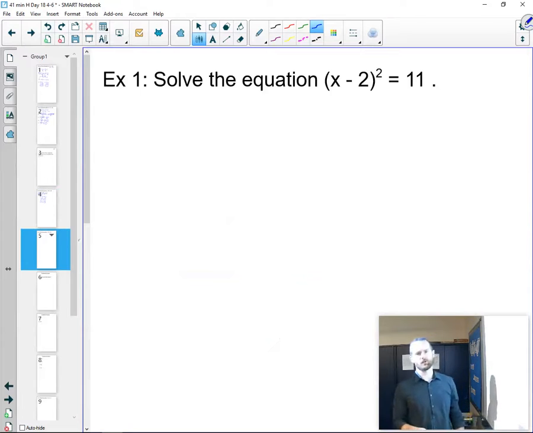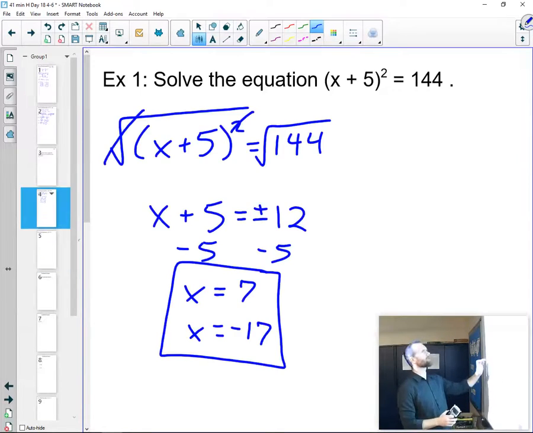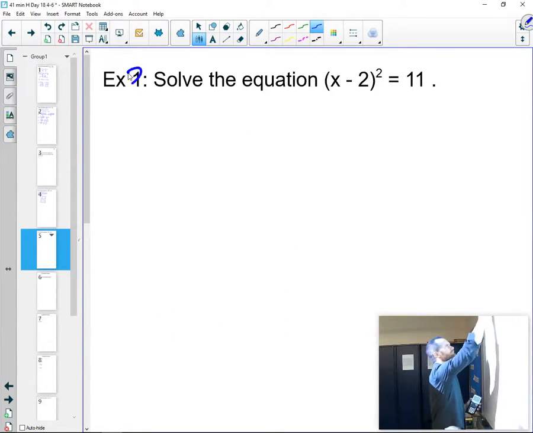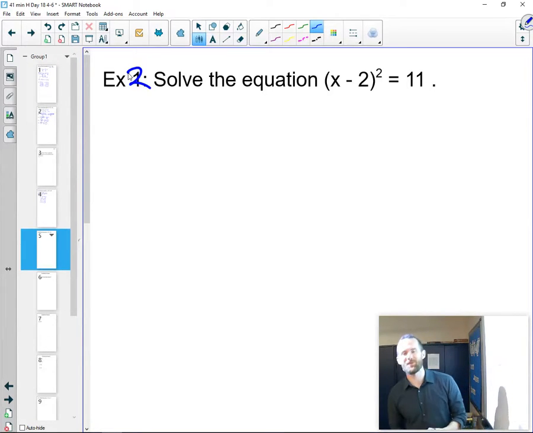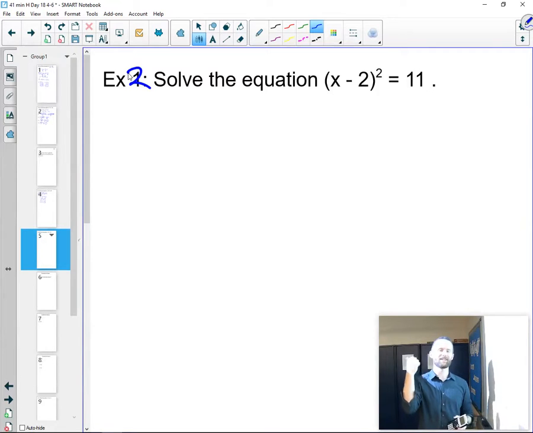I want you to try example, why did I say example 1 twice? Oh well, I want you to try example 2 on your own. I wonder if the rest of my numbers are mixed up, but we'll fix them when we get there. All right, let's try this one on your own. Solve the equation x minus 2 squared equals 11. We're going over the answer in 3, 2, 1, let's go.